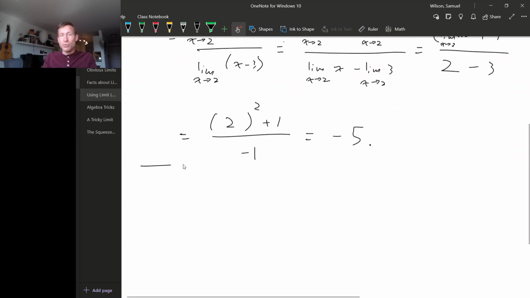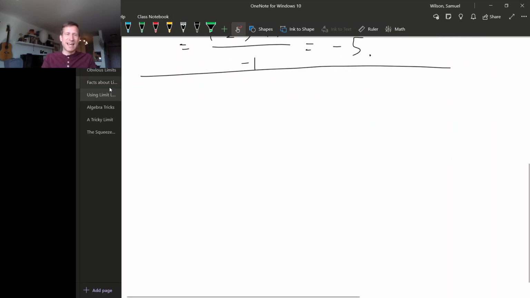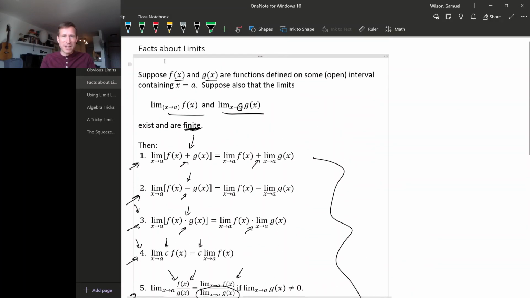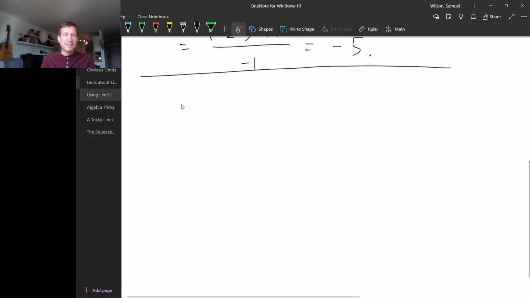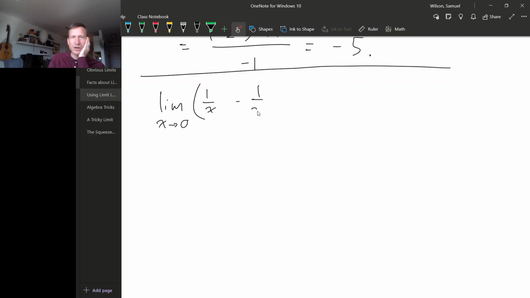Let me show you one example that really demonstrates that the assumptions we made in our limit laws, that these individual limits exist and that they're finite, really are necessary. So these limits have to be finite for this to work. As an example, let's find the limit as x goes to 0 of, so what I'm going to do is take the limit of 1 over x minus 1 over x. Actually, let me make it 1 over x squared.